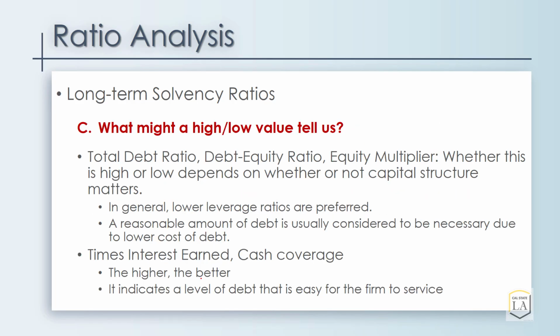So the final question is, is it better to have a lower or higher number in terms of the long-term solvency ratios? It's a bit tricky question. So for the first group, for total debt ratio, debt to equity ratio, and also equity multiplier, it's a bit tricky. In general, from the perspective of an external creditor or external investor, it's generally preferred to have a lower number. So lower leverage means its debt obligation is smaller. So it's probably better for the potential creditors. So you can just remember it that way.